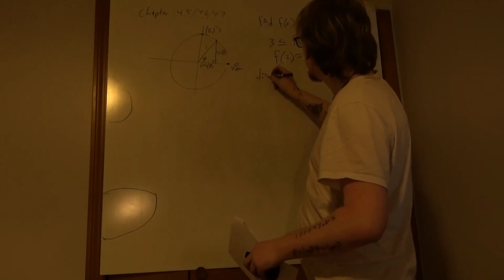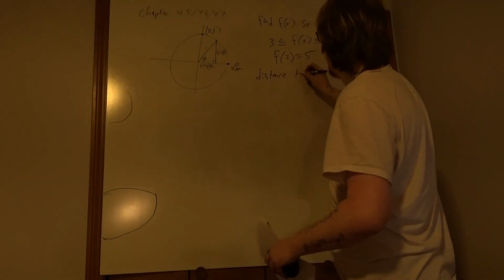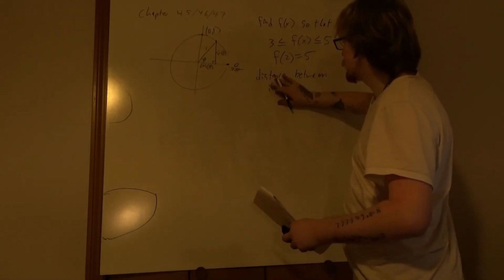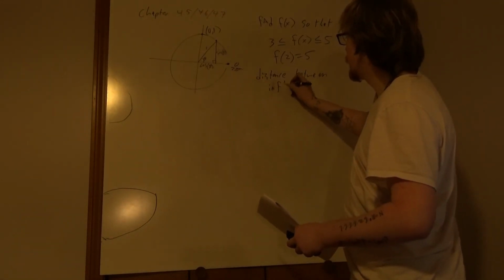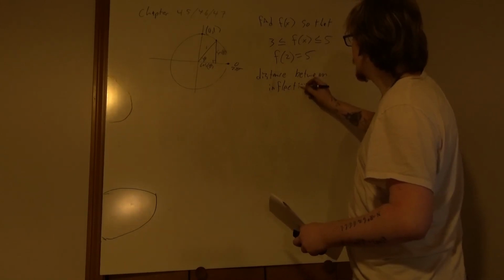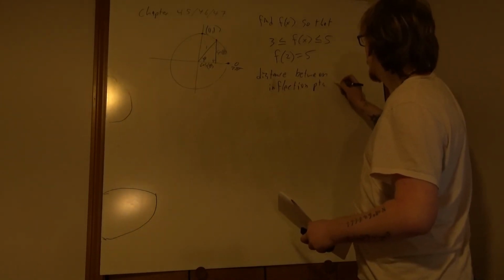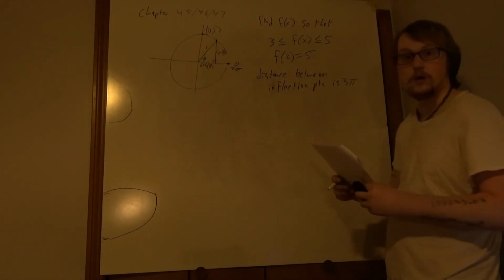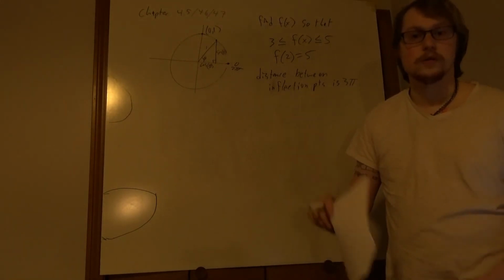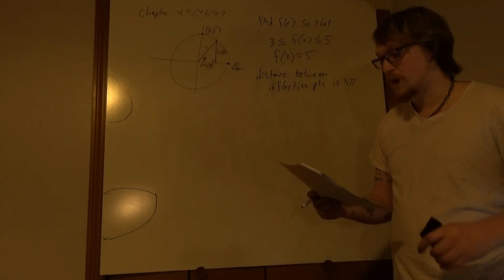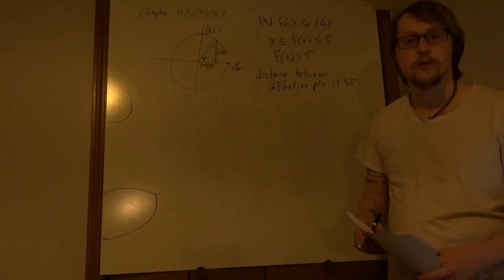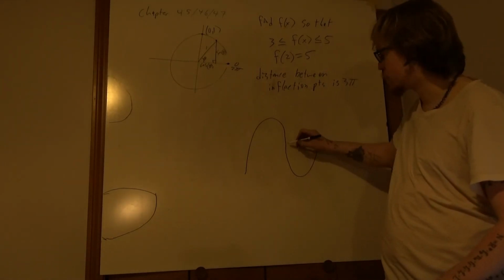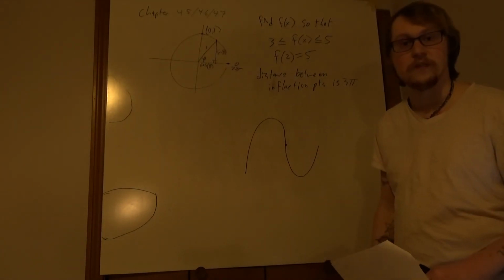And the distance between inflection points is 3 pi. So I'm not going to go into the same amount of detail I do in the notes, but basically an inflection point is where a curve goes from curving up to curving down. So right here would be an inflection point.